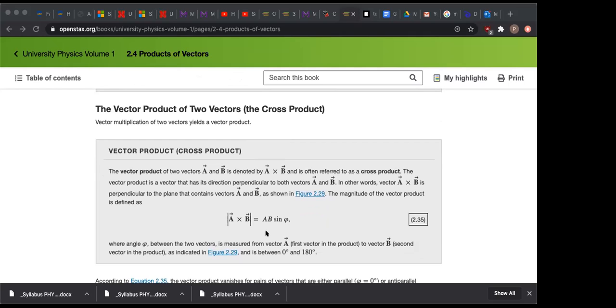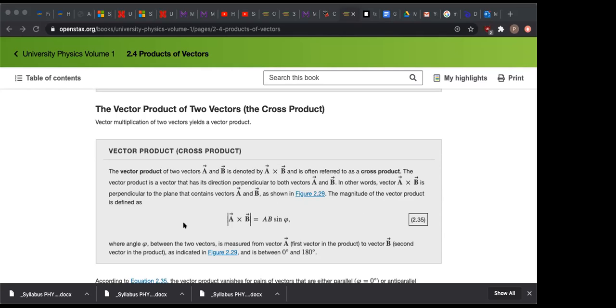Now the next vector product is the cross product. The cross product multiplies two vectors together and gives you a vector output. You actually get a vector from a vector. It's also called the vector product. We use the X to denote this, and we usually say A cross B when we're talking about the cross product.